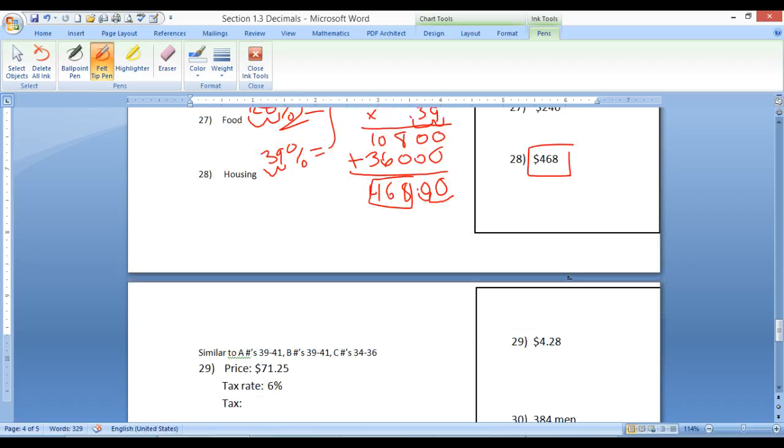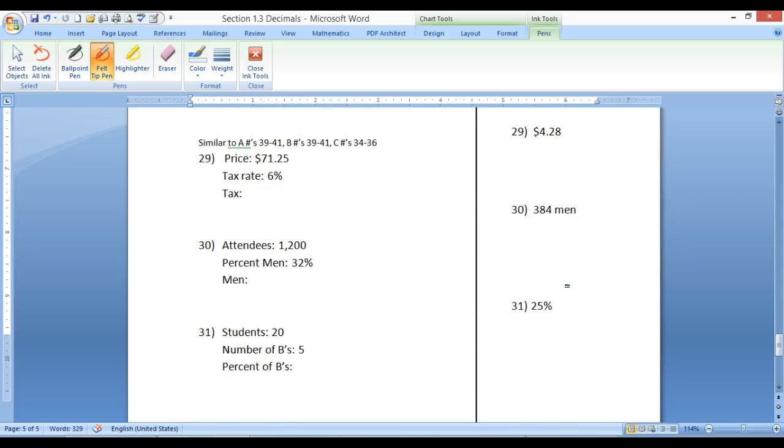Okay, so that was that type of problem. Now we're going to move to the very last story type problems. So here we have price is $71.25. The tax rate is 6%. How much money are you going to be paying in tax?